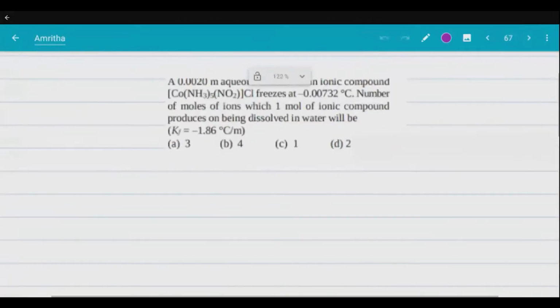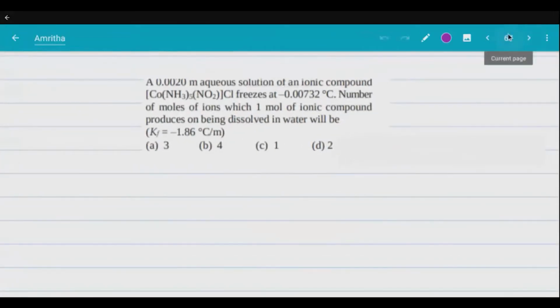See this. 0.002 molar aqueous solution of an ionic compound freezes at this temperature. How many moles of ions does 1 mole of ionic compound produce on being dissolved in water? Just read the question. What did you understand here? So again, same formula, right? I hope you can solve it very easily. i into Kf into m. So what is provided here? Delta Tf is provided, right?